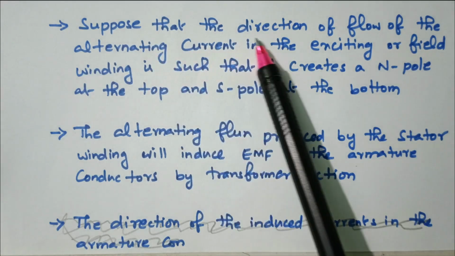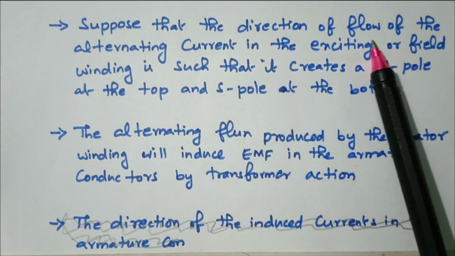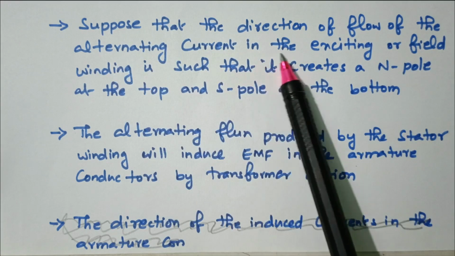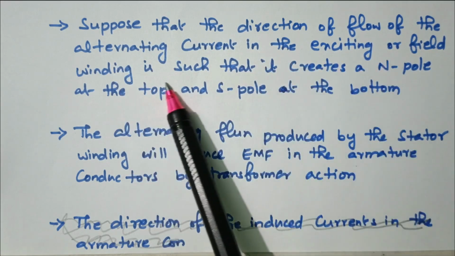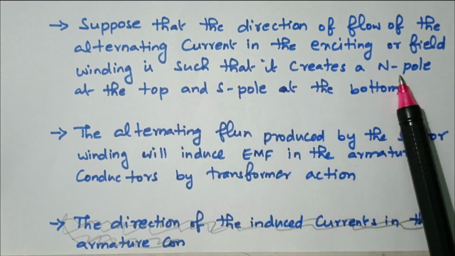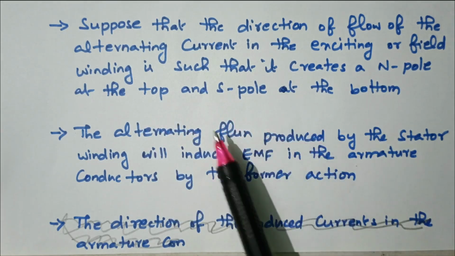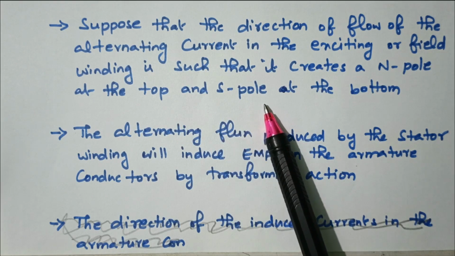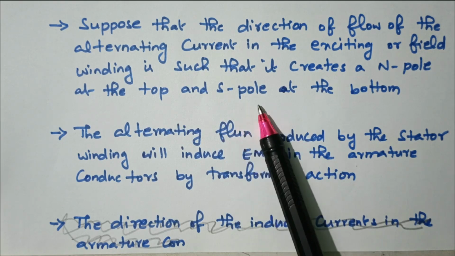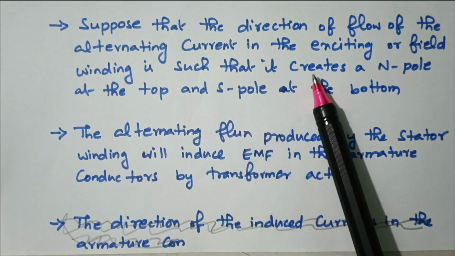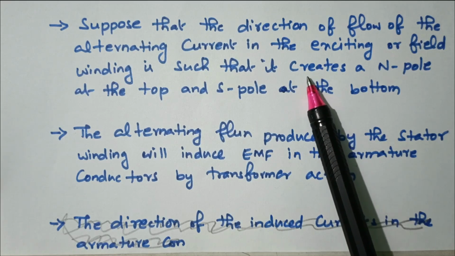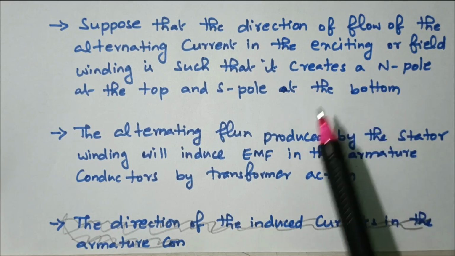Suppose that the direction of flow of alternating current in the exciting or field winding is such that it creates an N pole at the top and an S pole at the bottom. That we'll discuss in the diagram itself. The N pole is available at the top, the S pole at the bottom, because of the direction of the exciting current and EMF. Based on that, the poles are created.